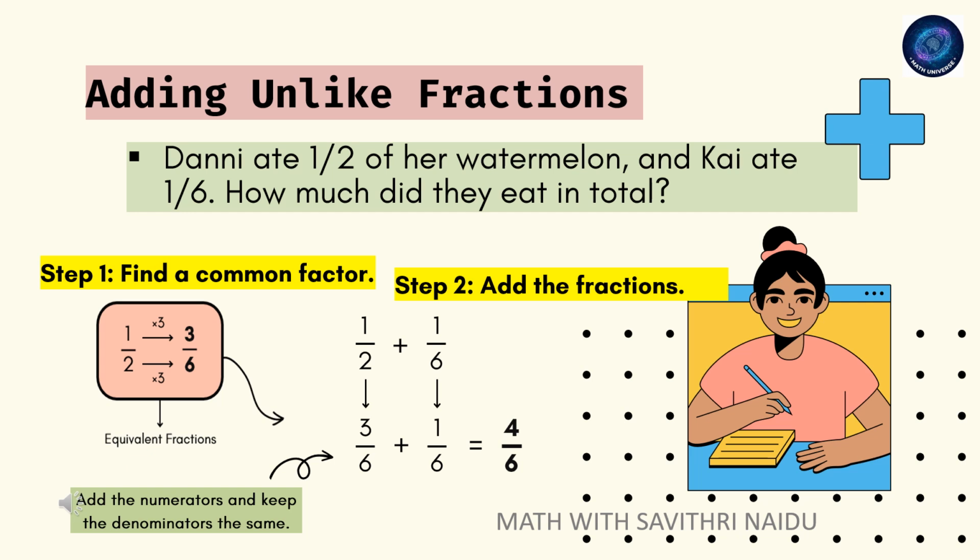Step 1. The first step is to find a common denominator by identifying a common multiple. This step is important because only fractions with the same denominator can be combined correctly. Step 2. Once the denominators are the same, we add the numerators and keep the denominator unchanged, which helps us get the correct total without changing the value of the fractions.